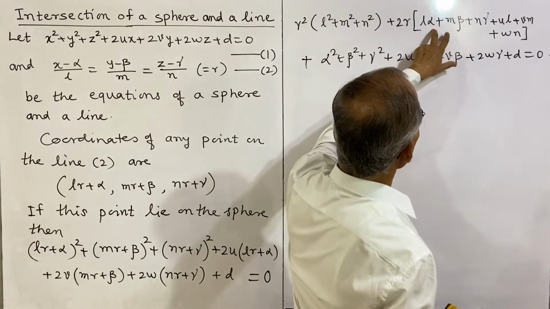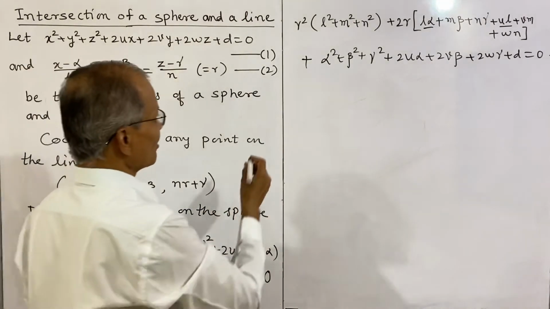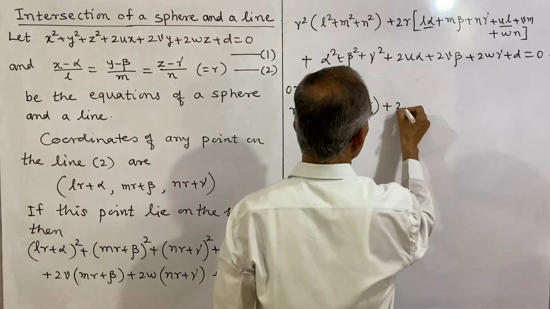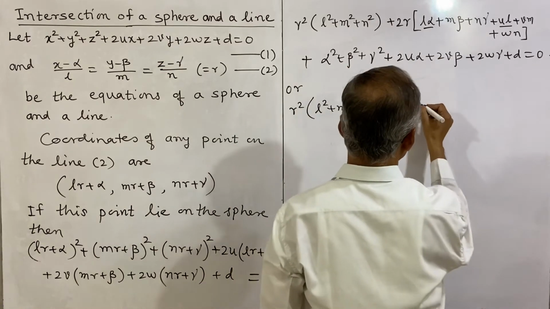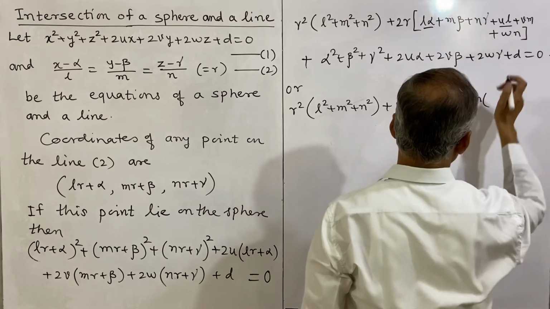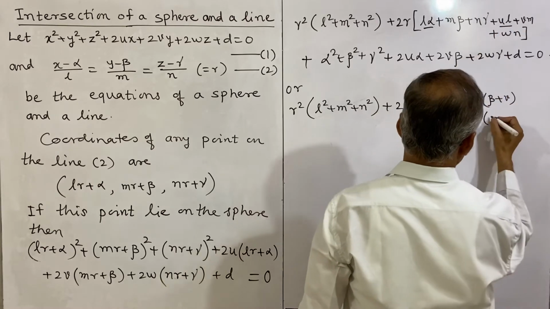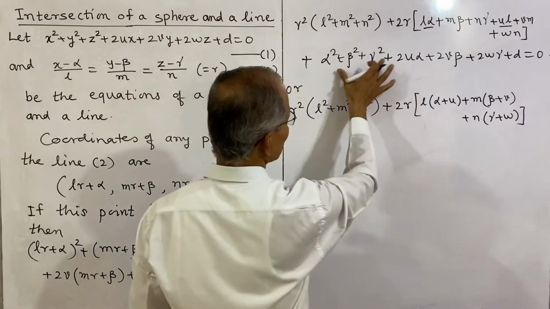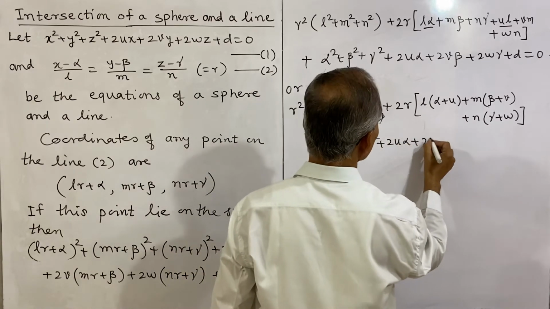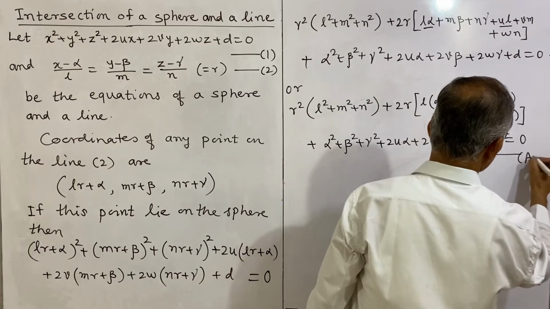Looking at the middle terms, this is 2R, and we can take L common from L alpha and UL. So, we can write R square into bracket L square plus M square plus N square, plus 2R into bracket: taking L common, in bracket it remains alpha plus U; similarly M common, in bracket beta plus V; and N common, in bracket gamma plus W. This is the term of 2R, and next we write as it is: plus alpha square plus beta square plus gamma square etc. We shall call this equation A for reference.